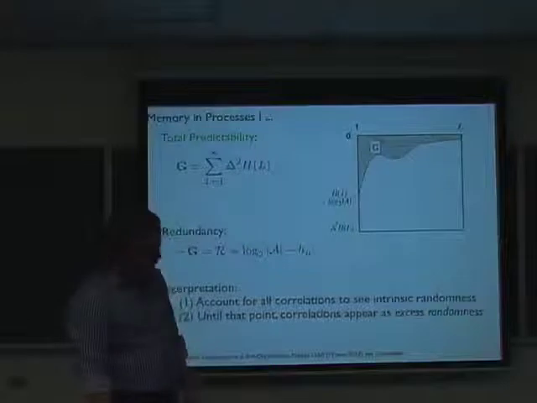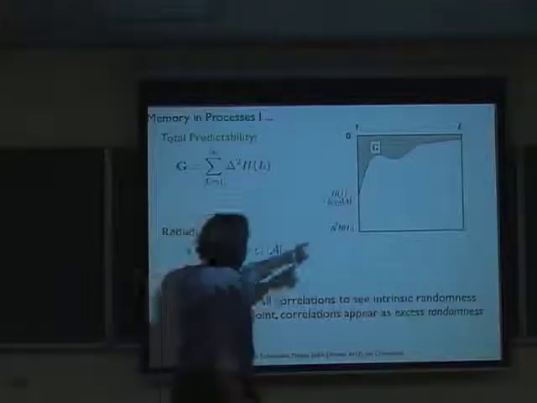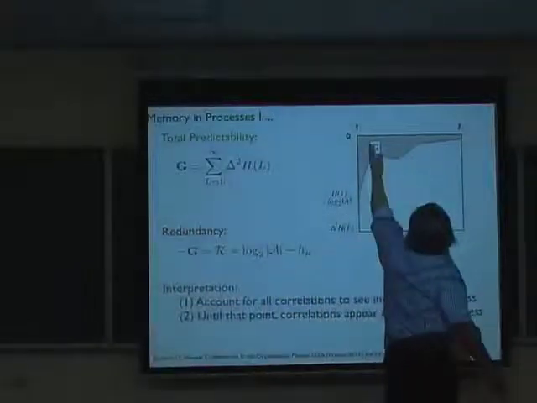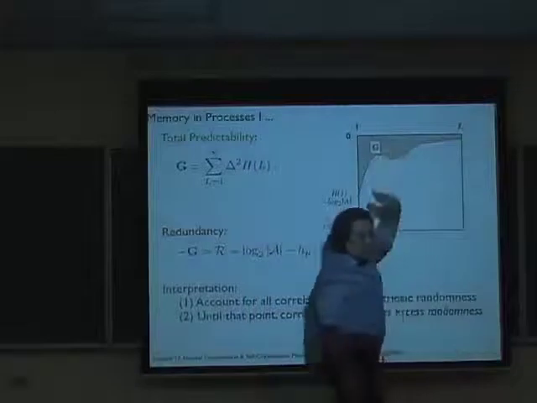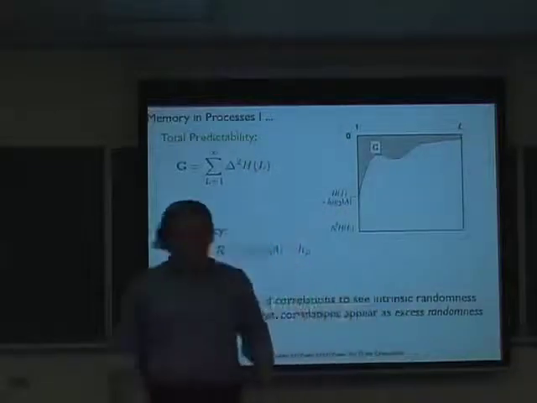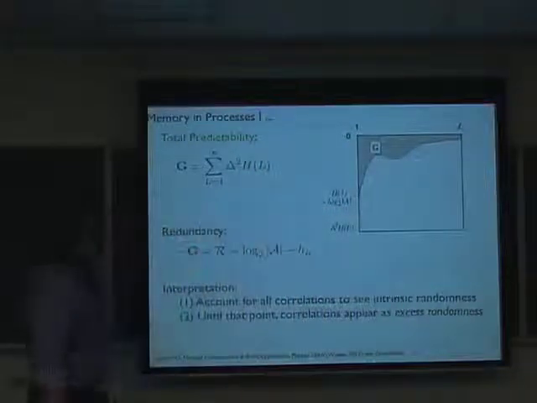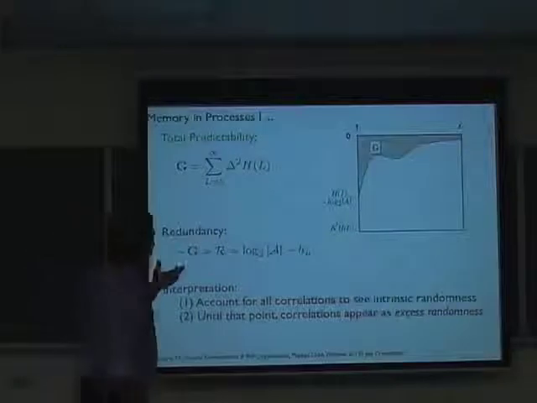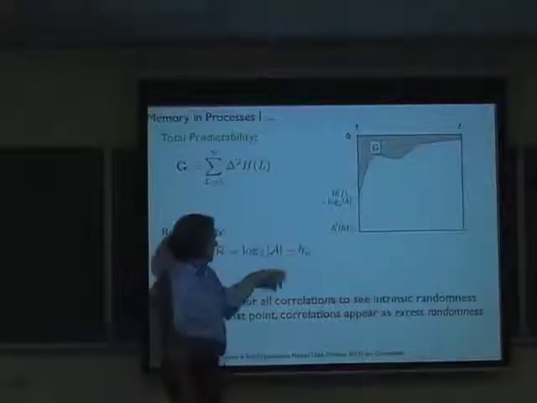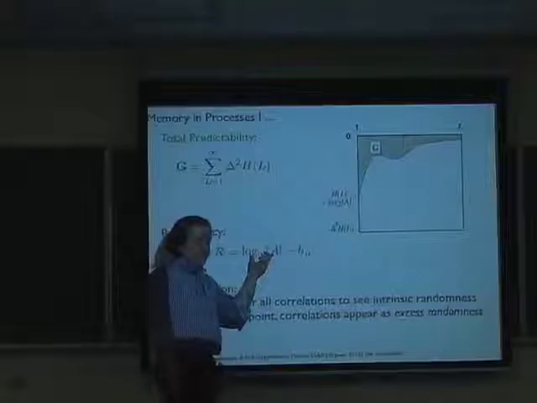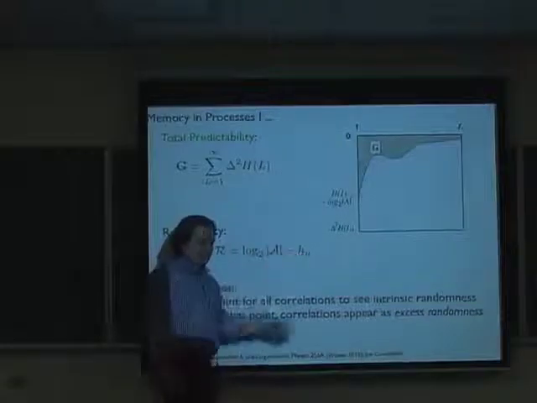Okay, so that's one integral. I took a derivative to get the curve, and now I'm integrating the area between the curve and its asymptotic value to get some information measure. So first thing, total predictability, and it turns out this is very simple. It's really just related to how redundant the original source alphabet is compared to the true randomness.